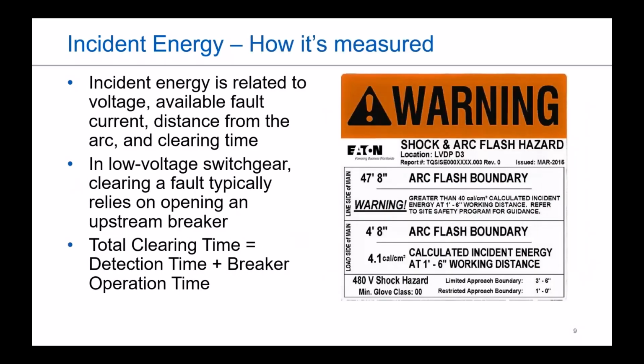So when we talk about how we measure it, one of the things you may see is a warning label, similar to what I have on the right side, where it gives you two things. It's going to tell you what your incident energy is when you're within working distance, so typically anywhere between a foot to 6 inches. Most calculations, I think, tend to use 18 inches, which is a little bit over the 1 foot, but we want to make sure that's where we're measuring it.